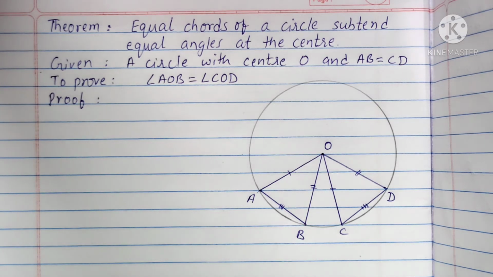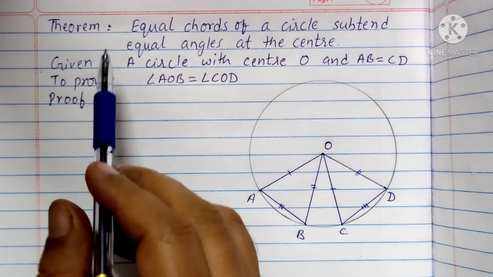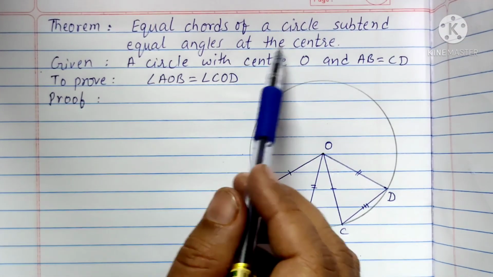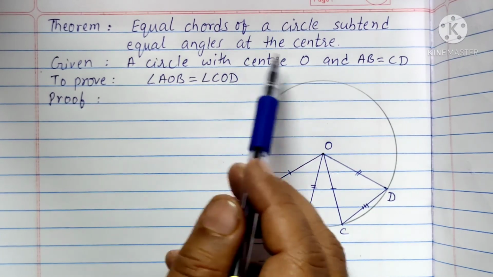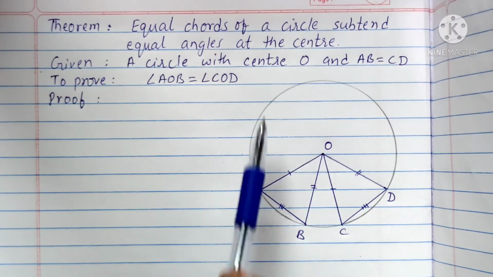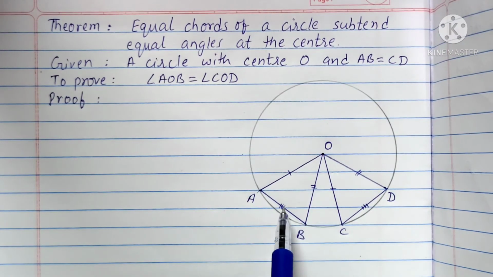Hello students, today we are going to prove the theorem from the circle chapter. Equal chords of a circle subtend equal angle at the center. We are going to prove this theorem. Now what is given in the question? A circle with center O and the chord AB is equal to chord CD.